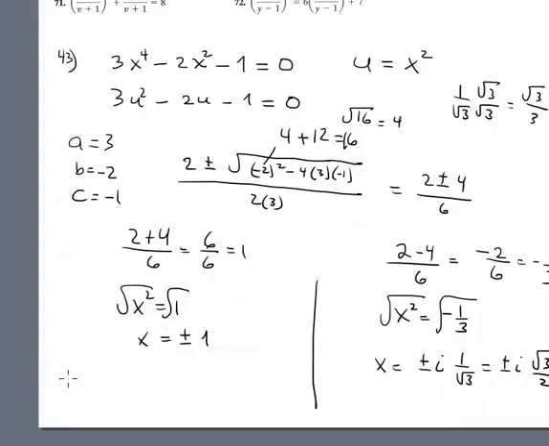So the solution set is 1, negative 1, i radical 3 over 3, comma, negative i radical 3 over 3 for solution.